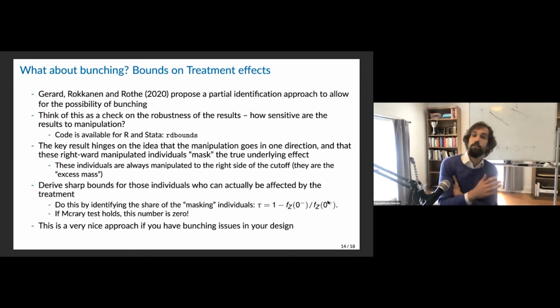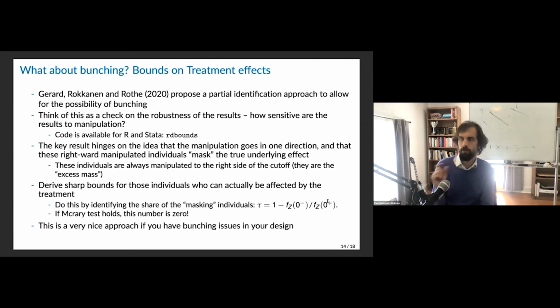So what's going to happen is that there's going to be a set of people who are manipulated to be on the other side, and those manipulated folks are masking the true underlying effect. It's basically contamination that's coming from these rightward manipulated individuals. They're basically always manipulated onto the right side of the cutoff. They're effectively the excess mass, right? They're the people who we're not getting on the left or on the right. They always got put onto the right. And so we could never identify the effect for those anyway. They're not identified. And so what this paper does is it derives what are called sharp bounds.